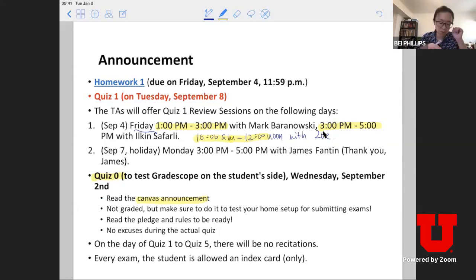The most important part: there is a pledge page, which you need to sign to say that the only material I'm going to use during my quiz is this index card. And then there are a bunch of rules affiliated with the quiz. So the idea of going over quiz 0 is to make sure you know how Gradescope works and how to submit it.